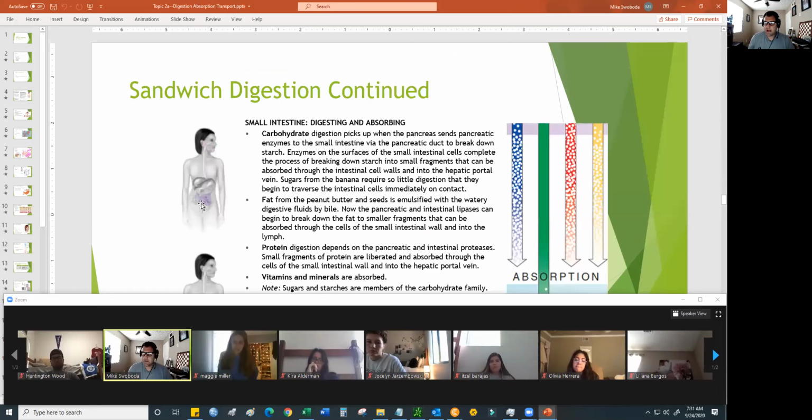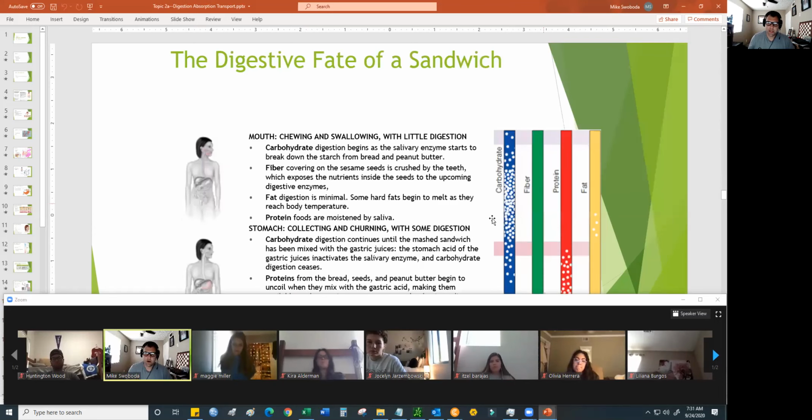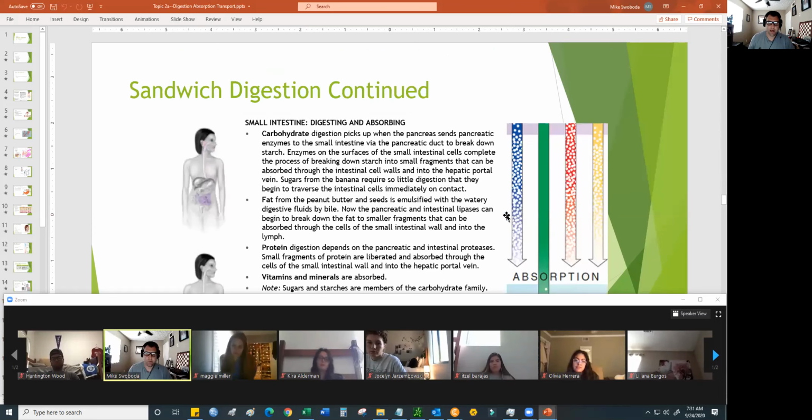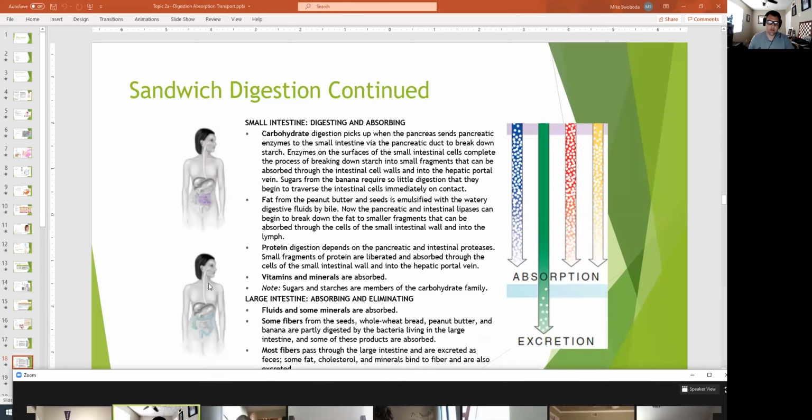And then we talked about where all of our absorption occurs. We get some absorption in the mouth, but the overwhelming majority, about 90% of all of your nutrient absorption, is going to occur in the small intestine. The majority of your absorption from the large intestine is going to be your fluids.